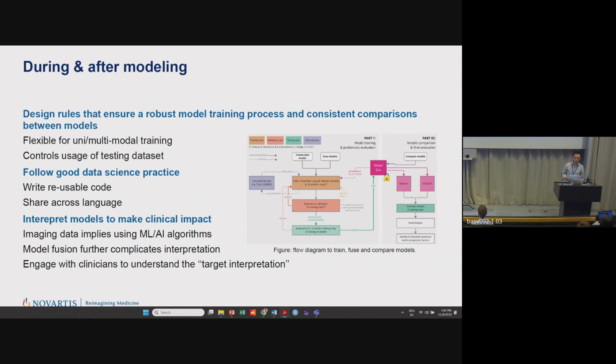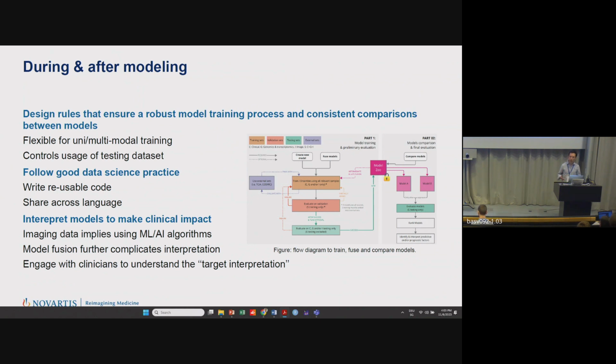Throughout the process, of course, we follow good data science practice to write reusable code, to share it across languages, but also computing platforms between Novartis and FDA. When it comes to interpreting the model, we aim to make some kind of clinical impact, which is not easy in the presence of multi-modality data sets. Especially the imaging data is 5 terabytes. It's not easy to extract features from it, and it relies on using machine learning and AI techniques.